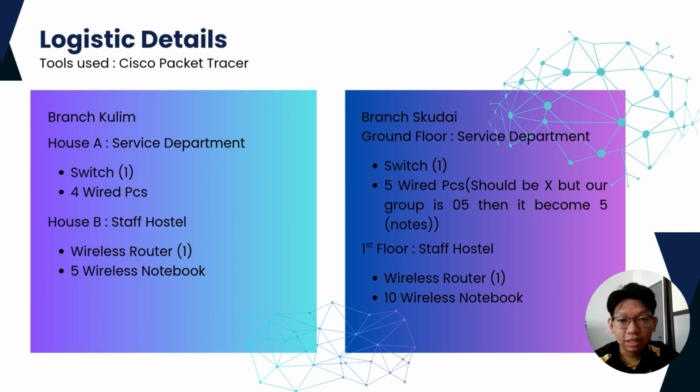Next, we go into the logistic details of the branches. The Kulim branch features a service department with 4 wired PCs and a staff hostel with 5 wireless notebooks. And Skudai includes a service department with 5 wired PCs and a staff hostel with 10 wireless notebooks. And the fun fact is the number of devices in the Skudai service department was adjusted to 5 as a nod to our group 05. These branches are interconnected with HQ via an optimized WAN link.